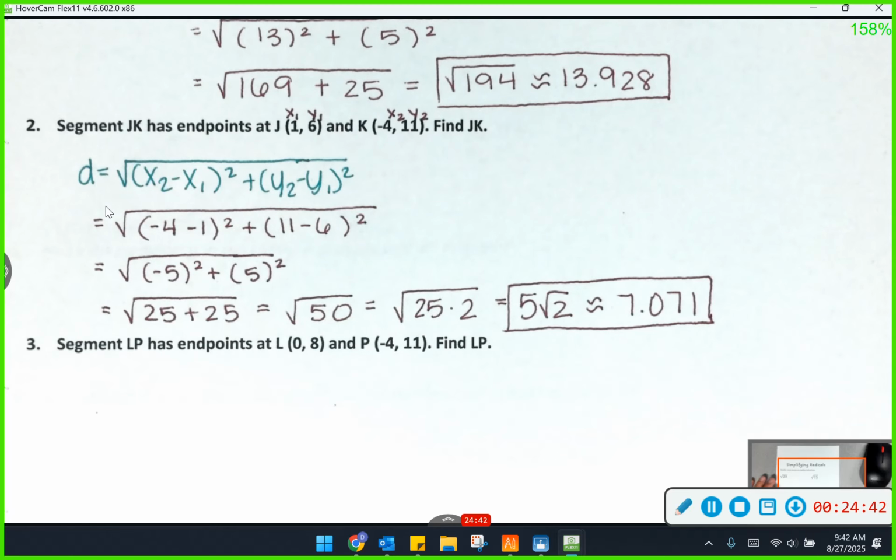Oh, so we don't have a calculator. Wait, we don't have to do this? You don't have to do the decimals. Can I do the decimal if I want to? I'm not good at math. No. What if I get it right? We'll see.